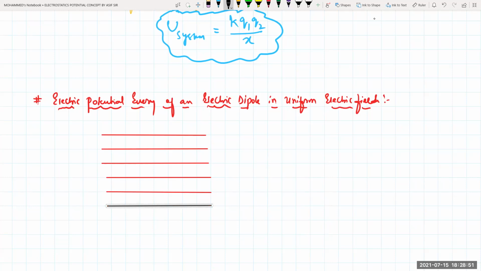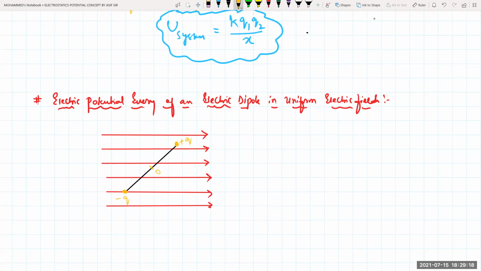Okay. So here this is your electric field. Clear, beta? Yes, sir. In this one, we are keeping a dipole like this. Here there is one charge, this is minus q, and here there is one charge, this will be equal to plus q. And this is the center of this one.